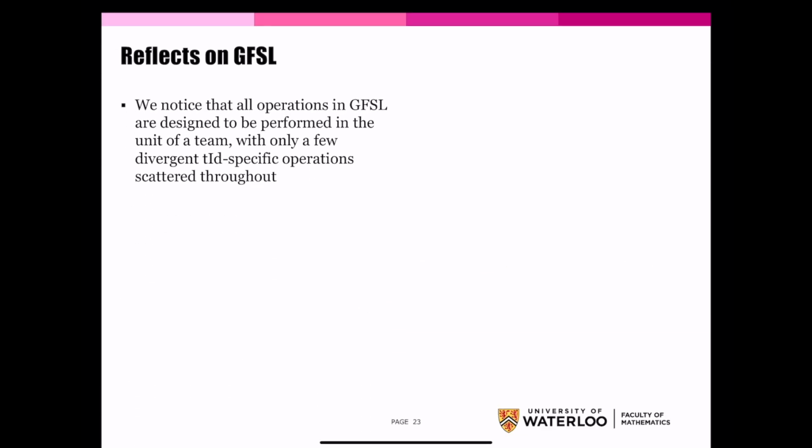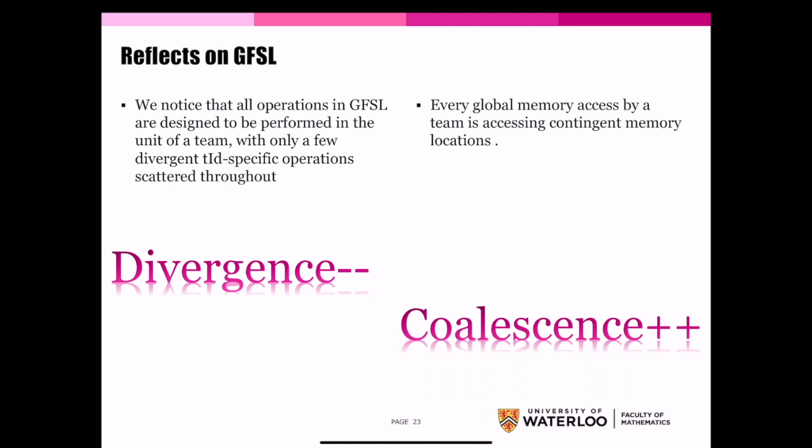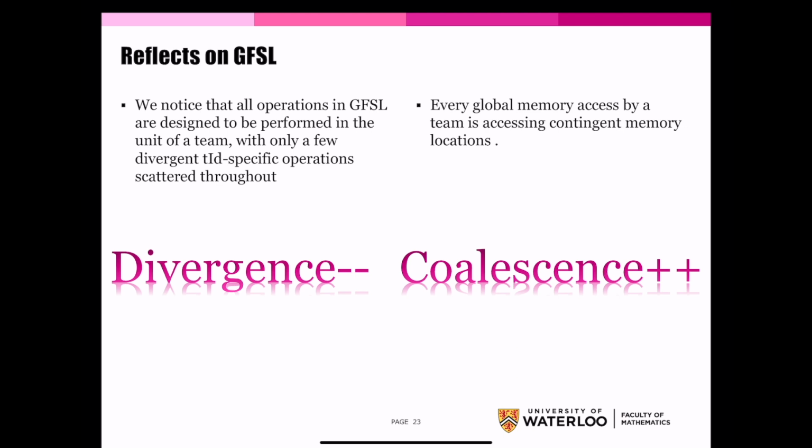Here we have some reflections on GFSL. We notice that all operations in GFSL are designed to be performed in the unit of the team, with only a few divergent thread ID specific operations scattered throughout. This reduces the divergence. And every global memory access by a team is accessing contiguous memory locations. And that is the coalesced access.